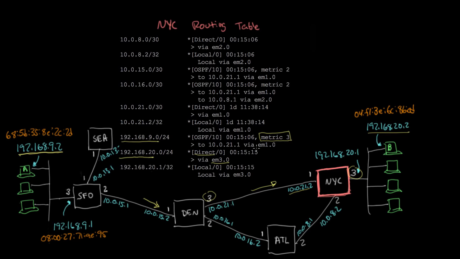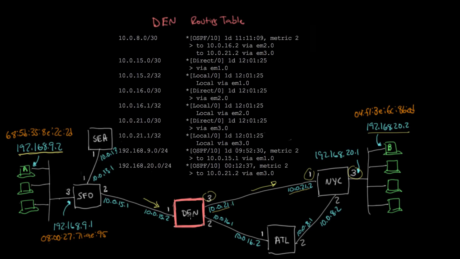But in any event, this says to go to 10.0.21.1 via EM1. And so here's EM1, and we go to 10.0.21.1. So we're taking the same path back, which it doesn't have to do. It could take a different path back, but in this case, the way these routes are, it happens to be taking the same path back.